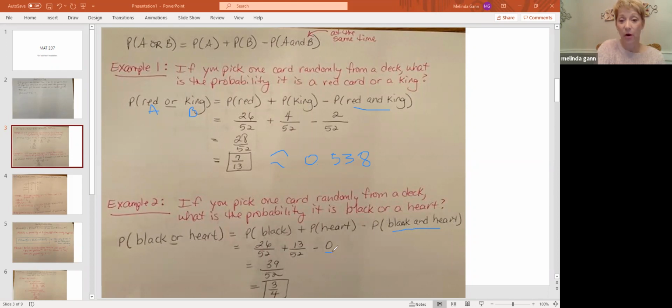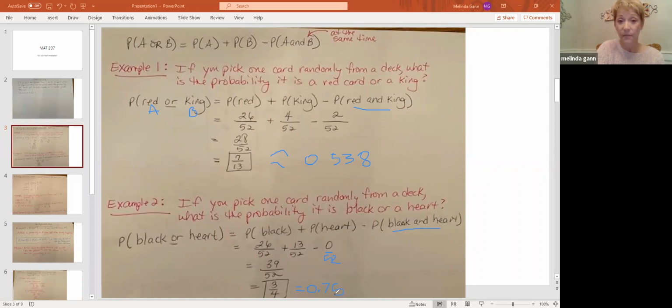If you'd rather put 0 over 52, then you can do that, but you don't have to. Remember, when something is not possible, the probability is 0. So I get 39 out of 52, so I get 3/4. Again, if you prefer a decimal, that's exactly 0.75. So that's the reason you don't have to go to 3 places, is because it terminates.